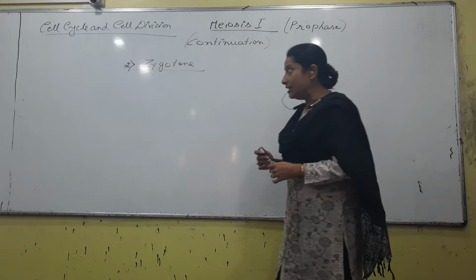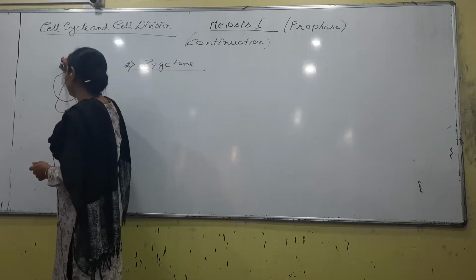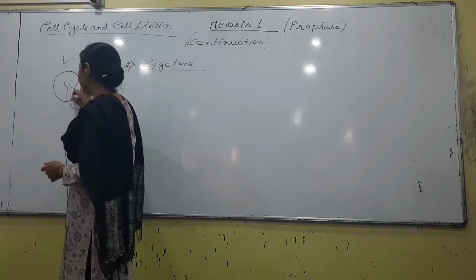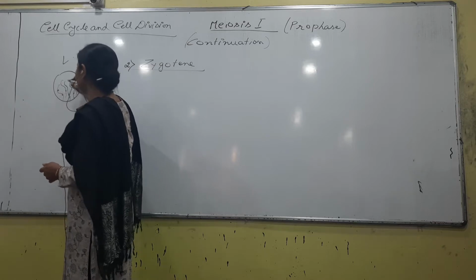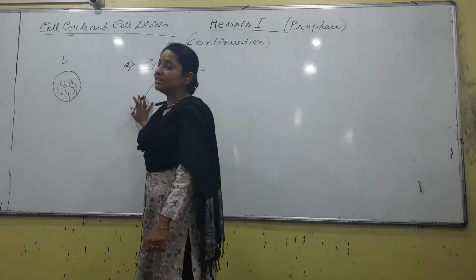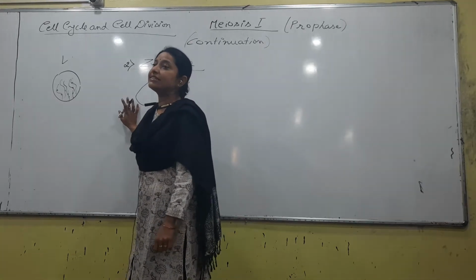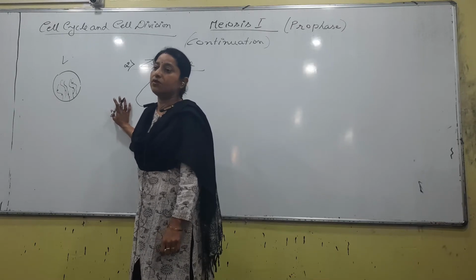So up till now, when we talk about prophase, especially when we talk about leptotene, we have seen the genetic material in the form of thin threads. Right? Next stage is zygotene. What happens in zygotene? Synapsis takes place. What is synapsis? Pairing of homologous chromosomes is called synapsis.